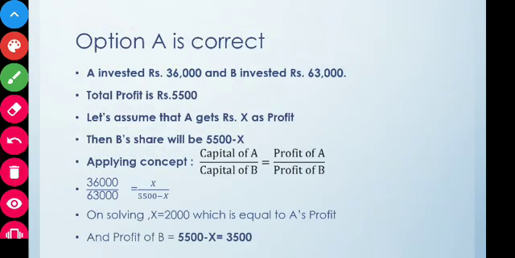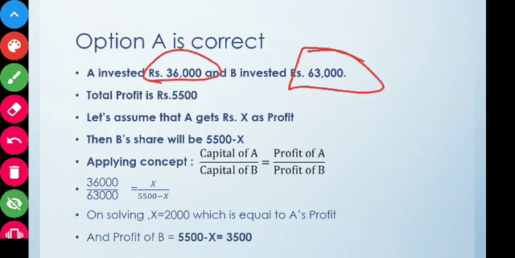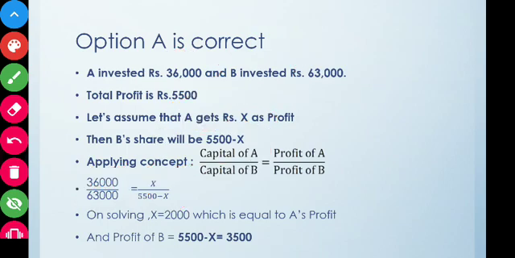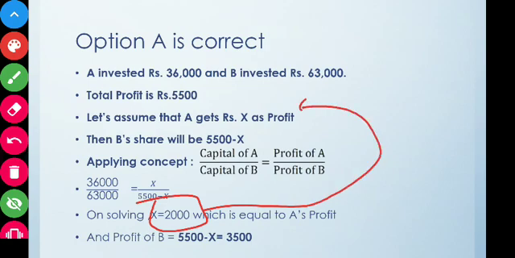Now see here, the investment of A is 36,000 rupees and of B is 63,000, and we have assumed the profit of A as rupees X and the profit of B as rupees 5,500 minus X. So applying the formula, the capital of A, 36,000, to the capital of B, 63,000, is equal to the ratio of their profits, that is X by the profit of B. On solving, we get the value of X as 2000. And what is X? X is nothing but the profit of A.